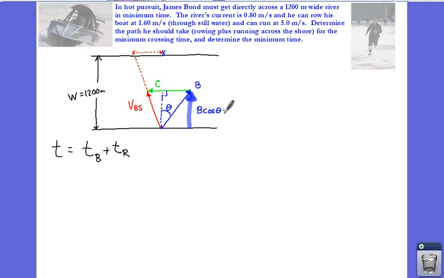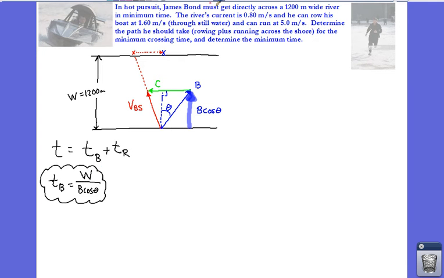And so if I want to figure out how long it's going to take for him to cross 1200 meters at that speed, we can go ahead and find T sub B like this. T sub B would be equal to W, the width of that river, divided by B cosine theta. And that's one of my times that I need to consider, dependent on our W and B and then whatever angle we choose. Now the running time is a little bit harder to solve, so let's go ahead and see if we can figure that out.